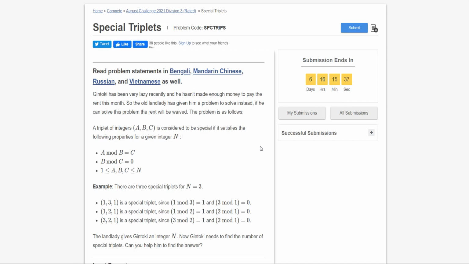Let's see this problem, Special Triplets from August Challenge 2021. According to this problem, Gintoki has to solve for three integers, a, b and c, according to these three equations. The first one is a mod b should be equal to c. From this equation we can derive that c should be strictly less than b. The second equation is b mod c should be equal to 0. From this equation we can derive that b should be a multiple of c. The third condition is that a, b and c should be between 1 and n inclusively.